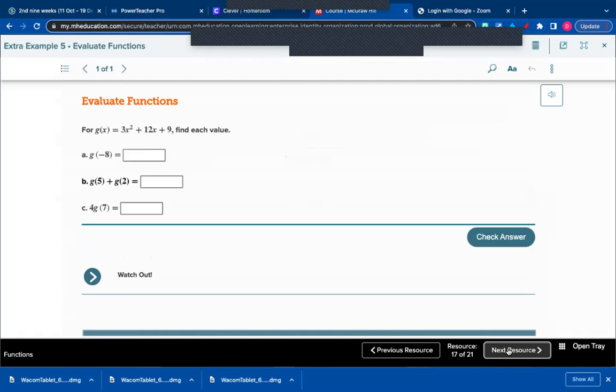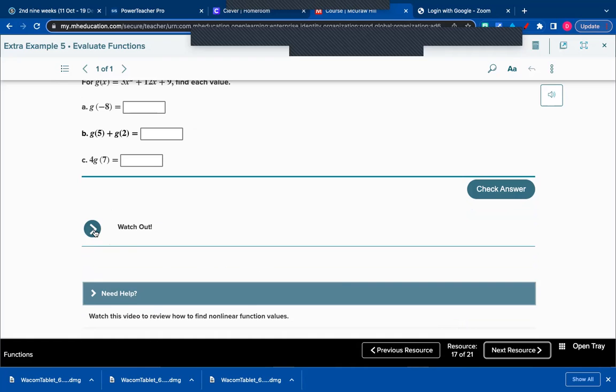For g of x equal to 3x squared plus 12x plus 9, find each value. g of negative 8, g of 5 plus g of 2, and 4 times g of 7. Look at C. That's going to be 4 times g of 7, not 4g times 7. It's 4 times g of 7. See if you can solve those.